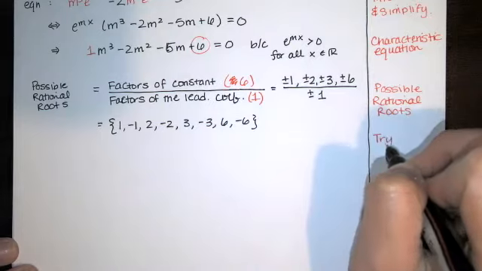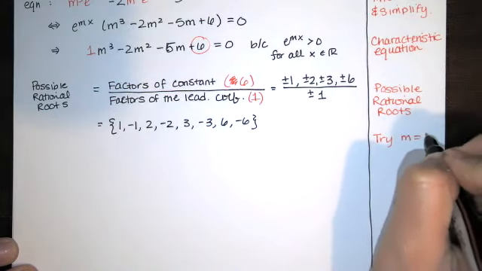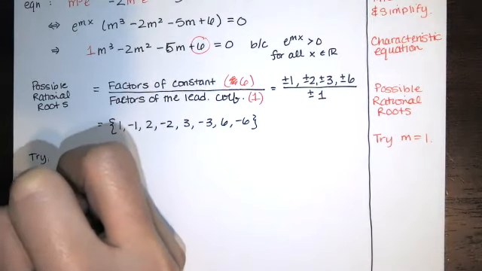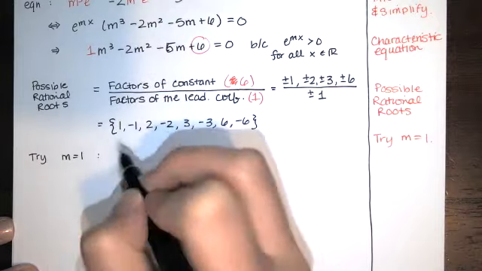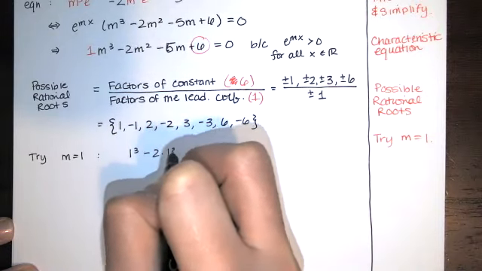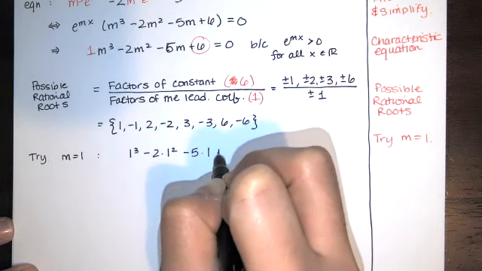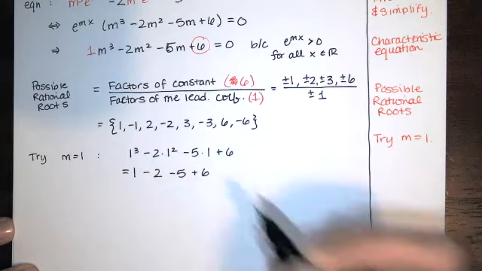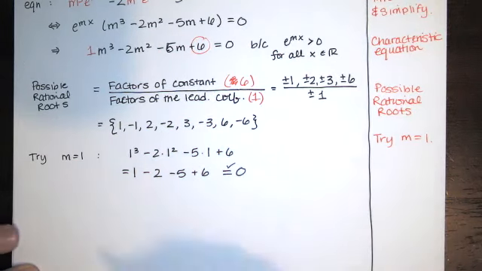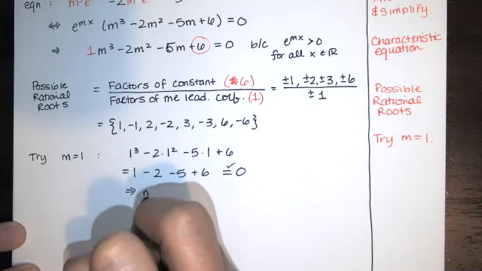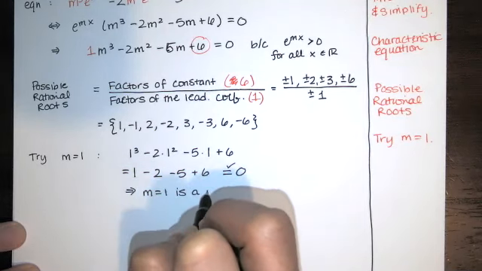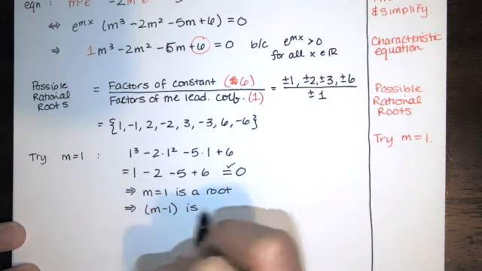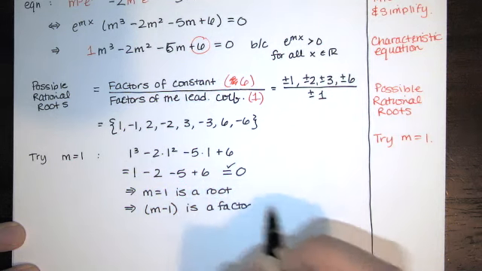You're just going to try a value for m from this list. So if m equals 1, we'll have 1 cubed minus 2 times 1 squared minus 5 times 1 plus 6. So that's 1 minus 2 minus 5 plus 6, and that does give us a 0. So that means m equals 1 is a root of the polynomial, and that means m minus 1 is a factor of that polynomial.